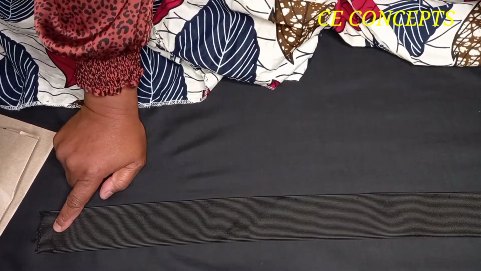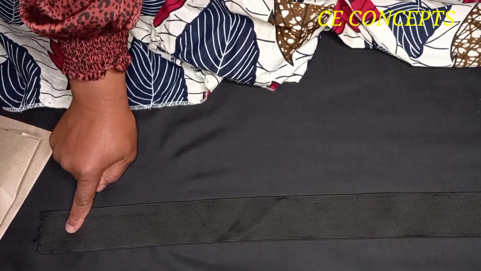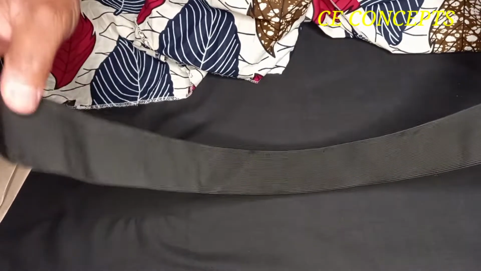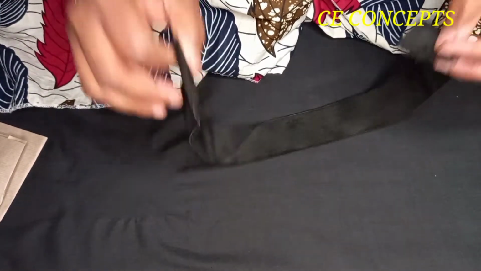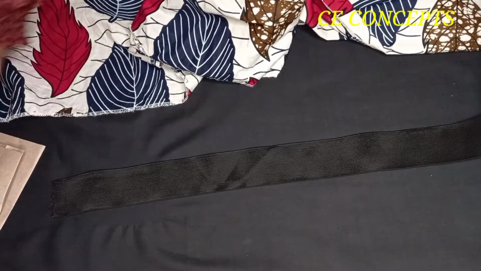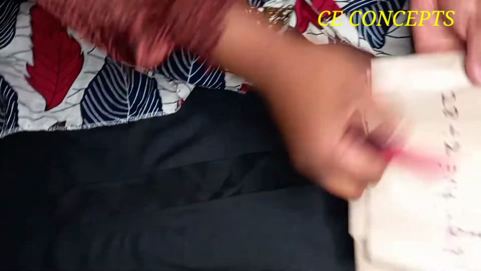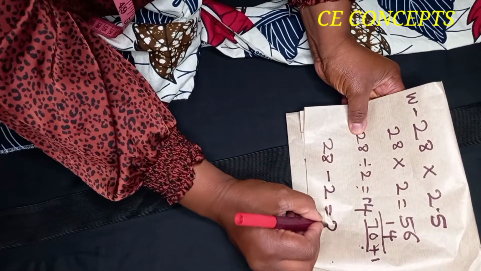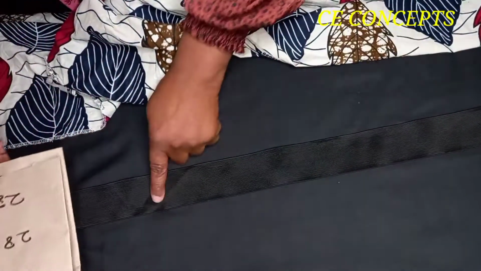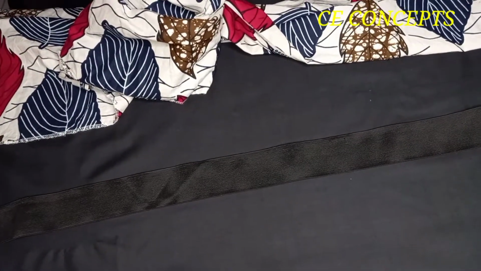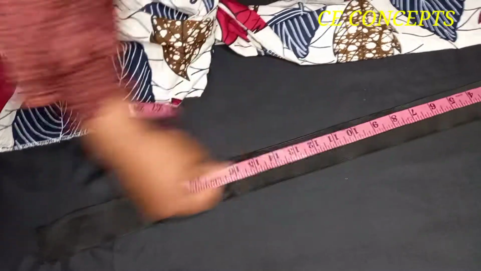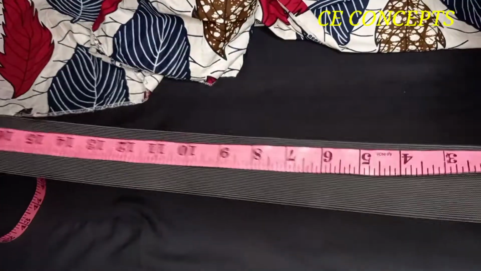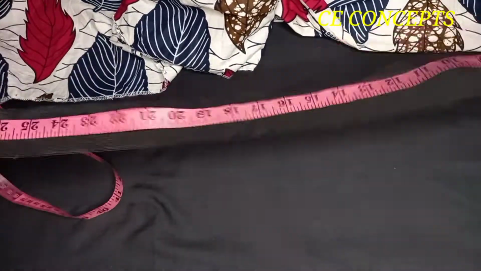From the waist, remember the waist circumference is 28. What you are going to do is just deduct. When you are making your fabric with elastic, whatever measurement you have, just deduct 2. Our waist circumference is 28, then you take away 2. That gives us 26. So the elastic I'll be using now is 26. Let me show you. This is it. As you can see, this is 26. Don't pull it.